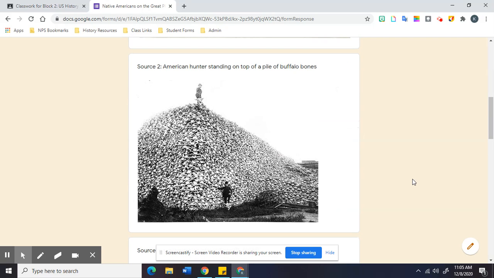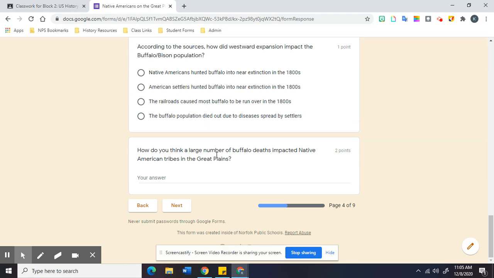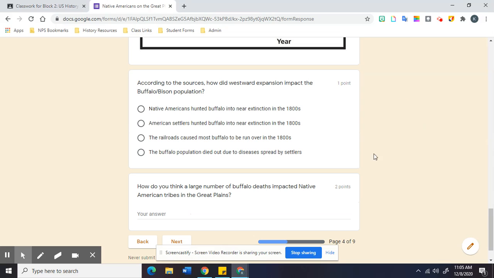Let's look at these 2 pictures. Who are in these pictures killing buffalo? And how do you think a large number of buffalo deaths impacted Native American tribes on the Great Plains? So if their main source of food and their main natural resources gone, what is going to happen to them? Okay, you're going to select your answers and then move on to the next.